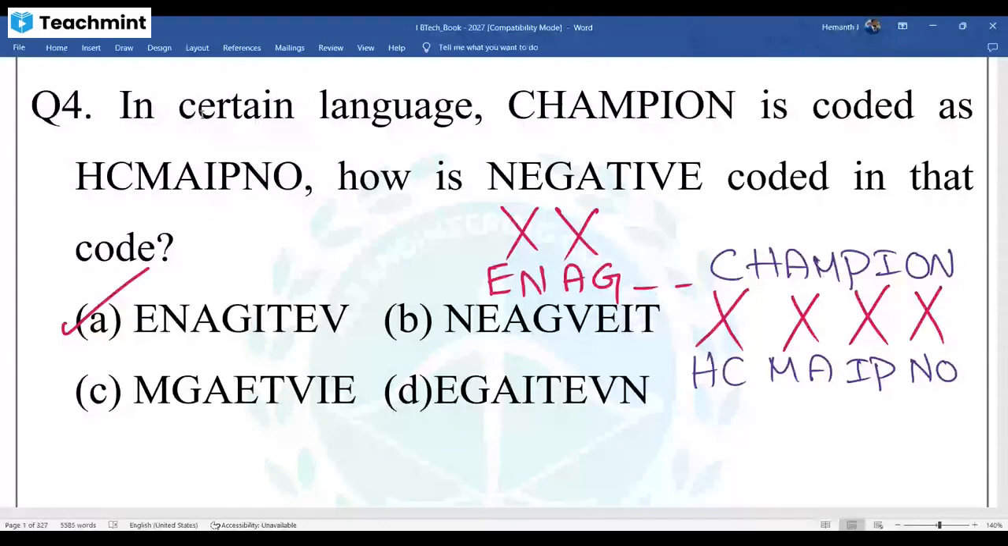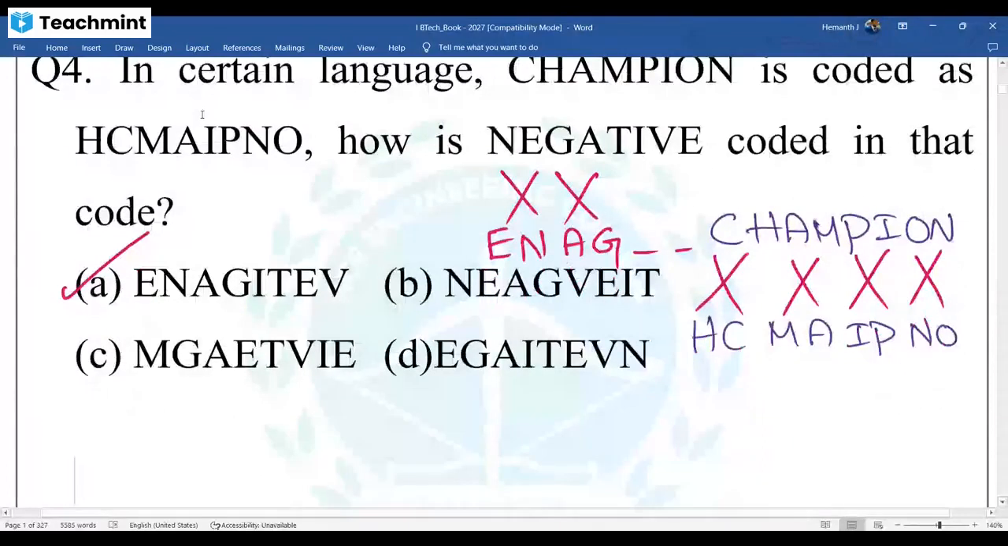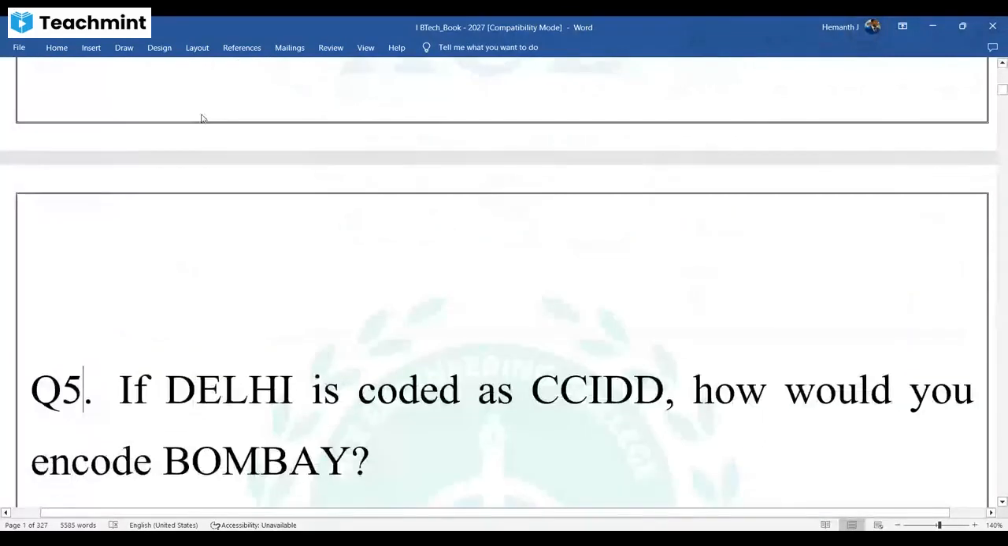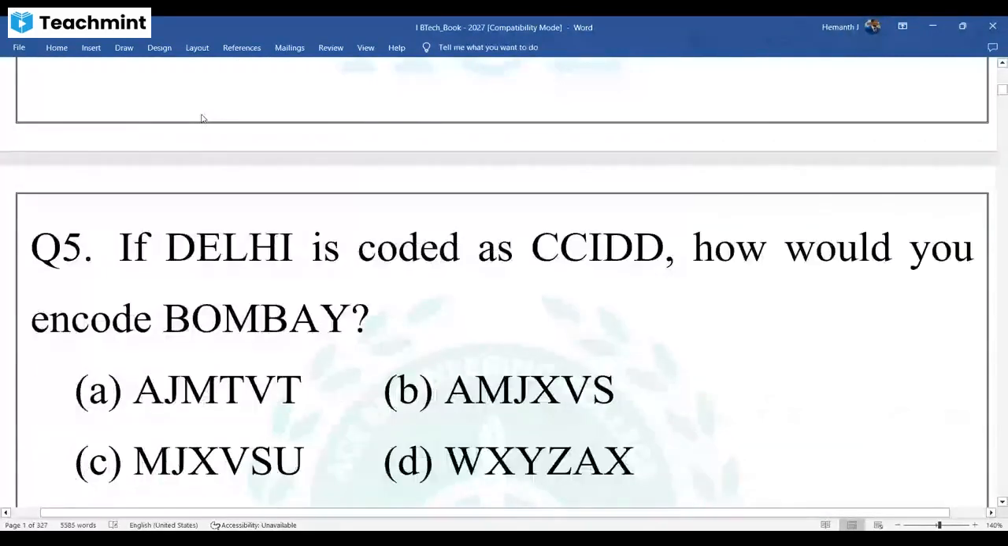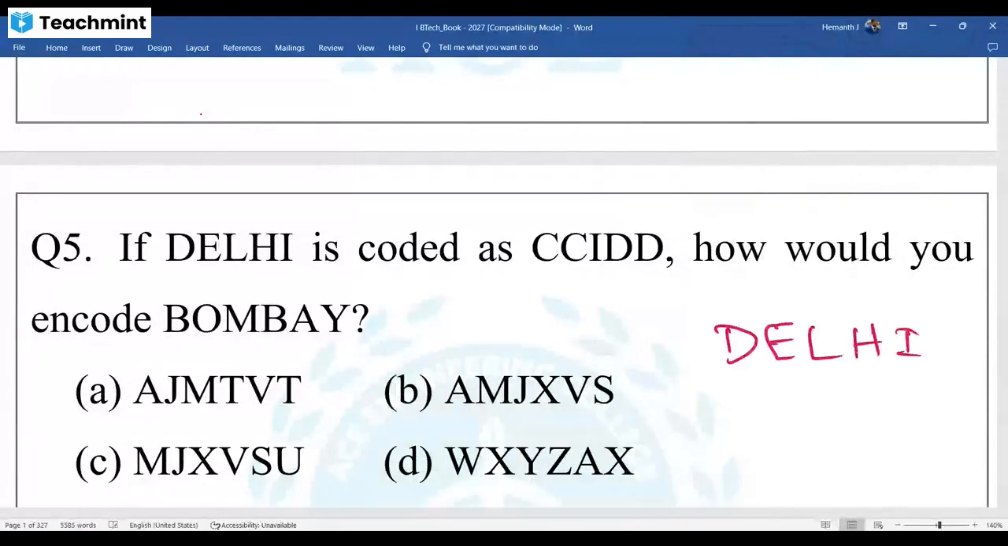What model does this come under? All these 4 questions come under letter coding. We have 5 different types of models, and this comes under letter coding. Now the next one: -1, -2, -3, -4. Excellent.